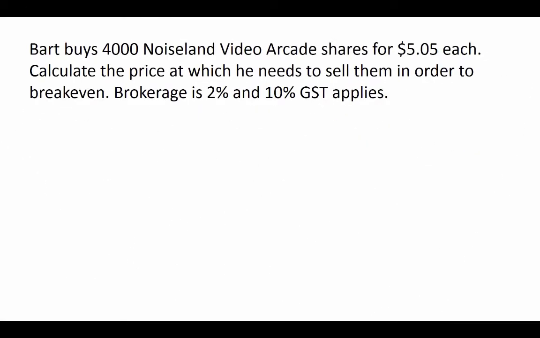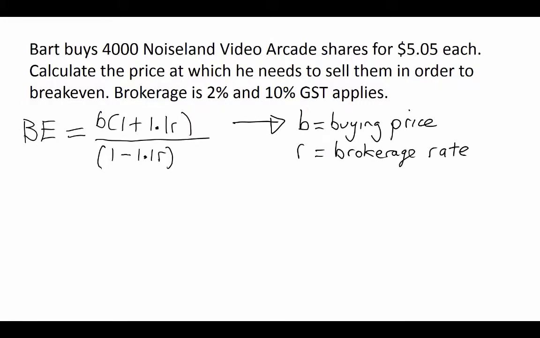Okay, here we have a question that looks like a buying and selling shares question. But it says Bart buys 4,000 Noiseland Video Arcade shares for $5.05. Calculate the price at which he needs to sell them in order to break even. The thing that we're looking at here is the break even bit, and it gives us a brokerage and a GST. So because it gives us a brokerage and a GST, we have to go down a slightly different pathway to solve this question.